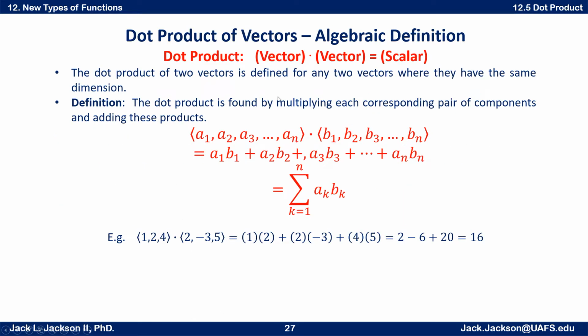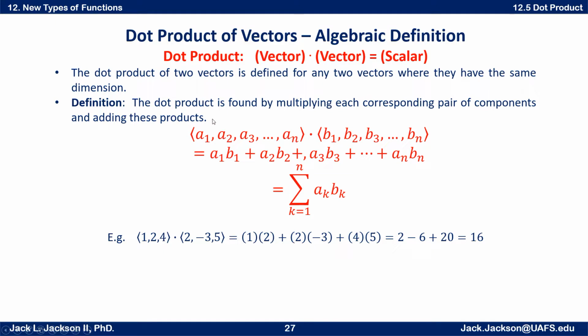It actually turns out there's a pretty simple formula for getting the dot product of two vectors. First of all, it's defined for any dimension of vector as long as the two vectors have the same dimension. So you can do the dot product of two 2D vectors or a dot product of two 3D vectors. It doesn't make sense to do a dot product of a 2D vector and a 4D vector. They have to have the same dimension.